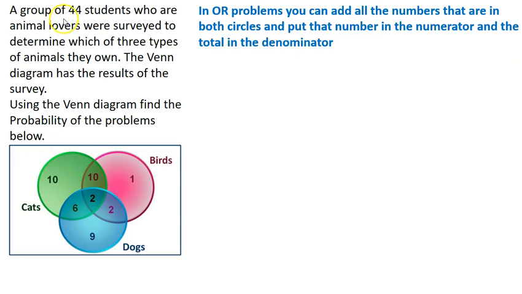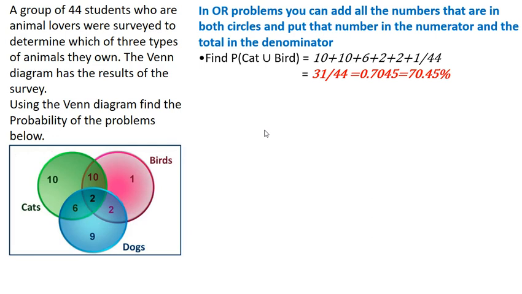So we know that there were 44 total students, right? So we know that that's going to be our denominator no matter what we're doing, okay? Then what we want to do is look at these. So we're looking for the probability of a cat or a bird. So cat or bird. So all we have to do is add these numbers together. 10 plus 10 plus 6 plus 2 plus 2 plus 1. And put those numbers over 44. That's really how simple it is, y'all, when it's an OR statement, okay?